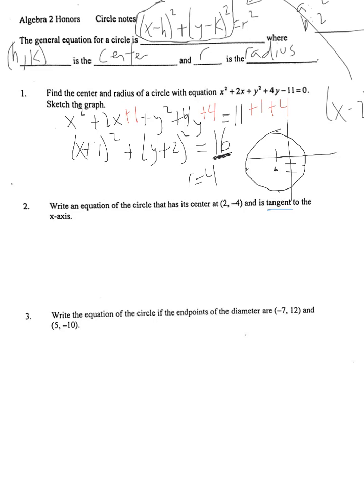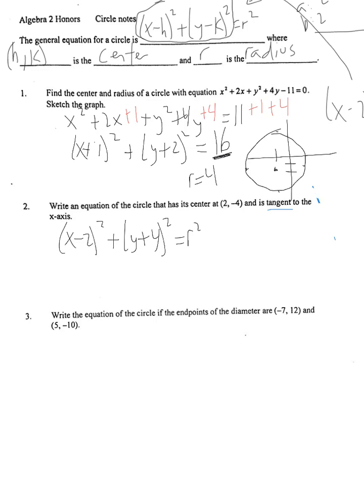Like if I had some circle, you don't need to write this, and I draw a line tangent to this circle, that line should be hitting the circle at just one point. That's what it means to be tangent, when you only hit the graph at one point. So it says the circle has center at (2, -4). So we already know that it's going to be (x - 2) squared plus (y + 4) squared. That's just from knowing where the center is. But we need to know r squared, or r, and it says it's tangent to the x-axis.